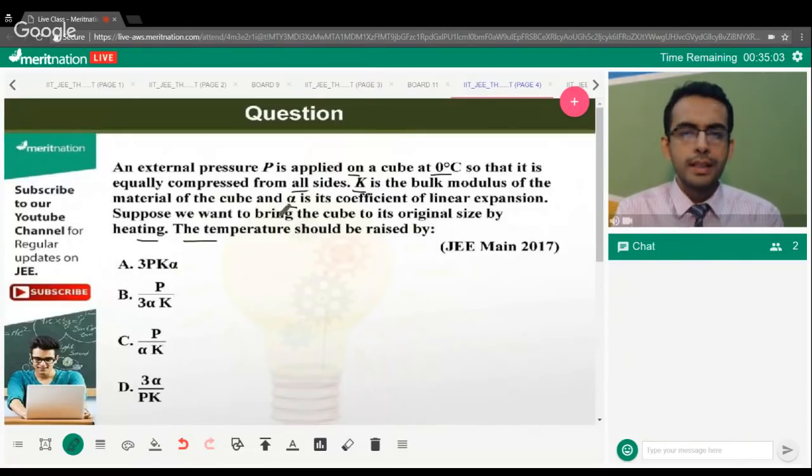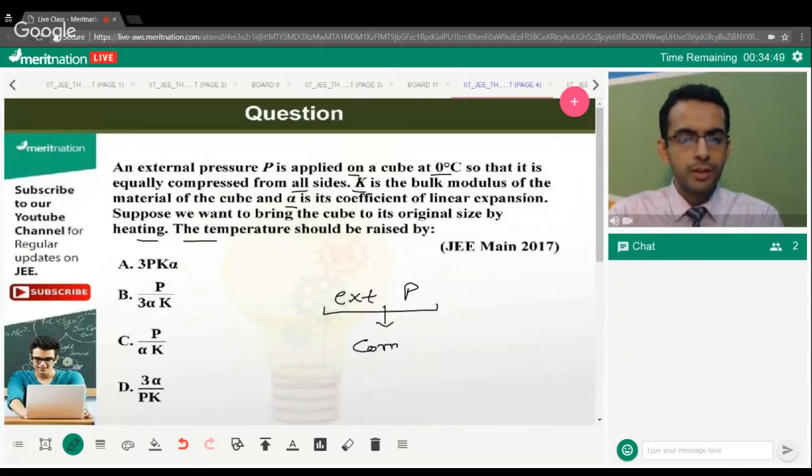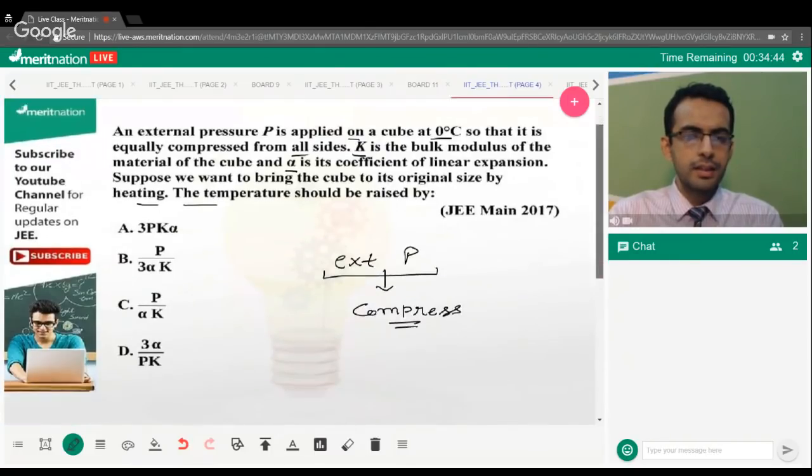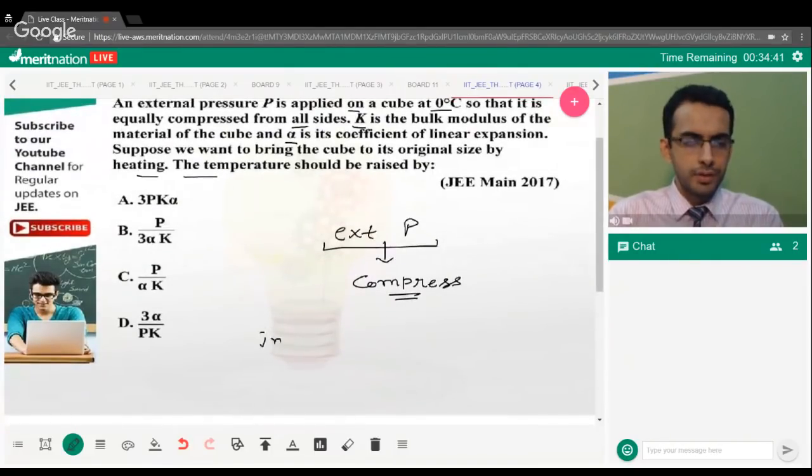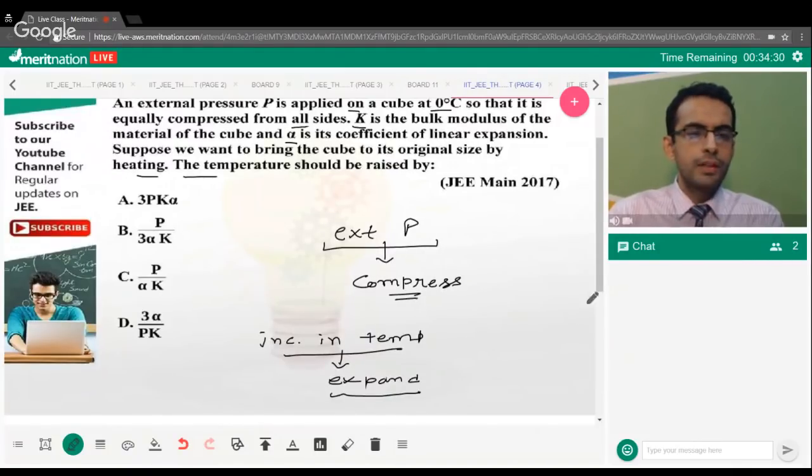So students, in this question, there are two opposite factors. One factor is external pressure. External pressure will compress the body. And the other part is increase in temperature. Increase in temperature will actually expand it. So what is given in the question is how much the temperature should be raised so that it comes to its original size.